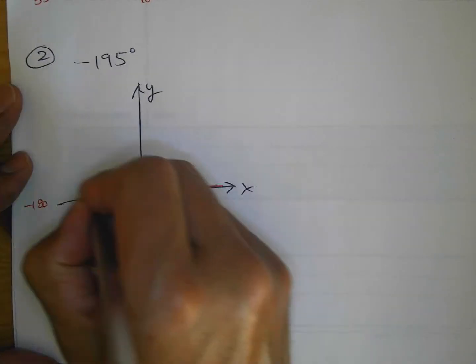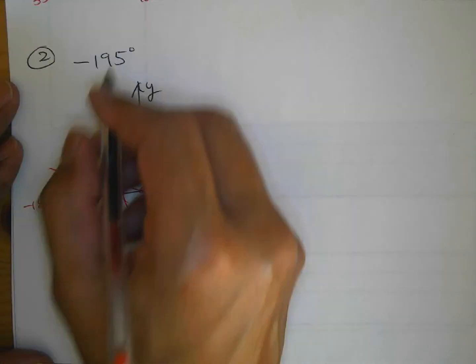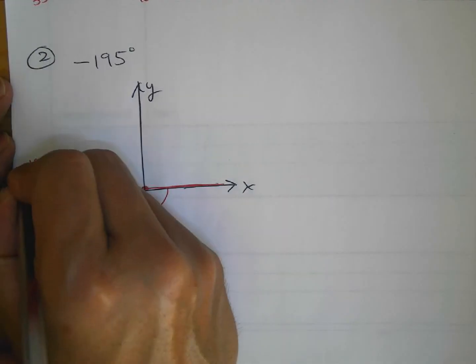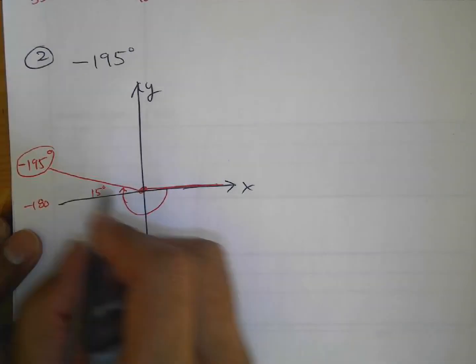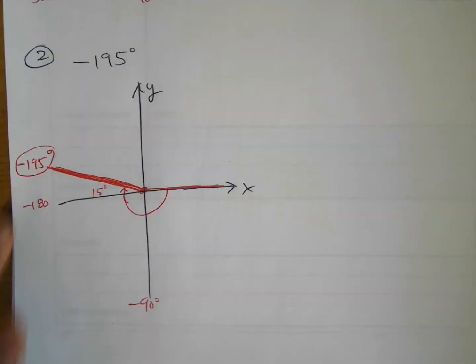180 plus what? 15 more, right? You guys agree this would have to be a 15 more? 180 plus 15 is 195. But it's negative, right? This is the terminal side for a negative 195 degree angle right there.